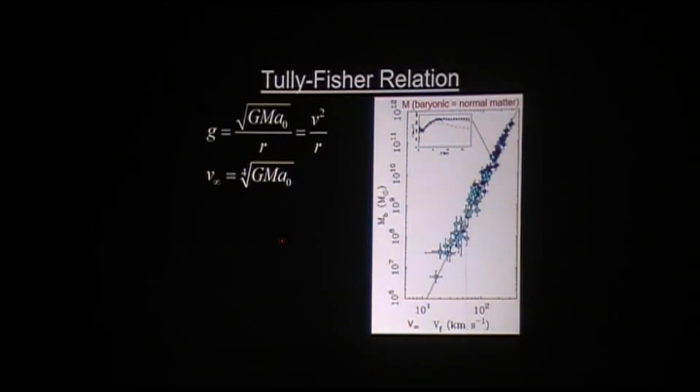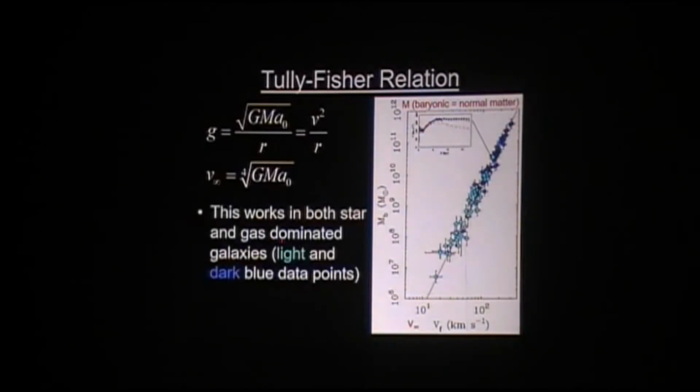The other thing is that the color coding corresponds to whether the galaxies are star dominated or gas dominated. Star dominated up here and gas dominated down here. They fall on the same relation, which is quite important, as I'll come to in a sec.